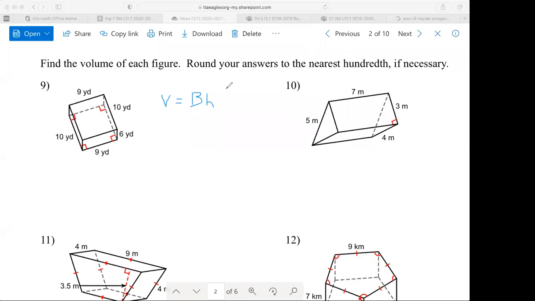Number 10. I'm going to do number 12 as well, just to remind you of the formula for base area of a regular polygon.